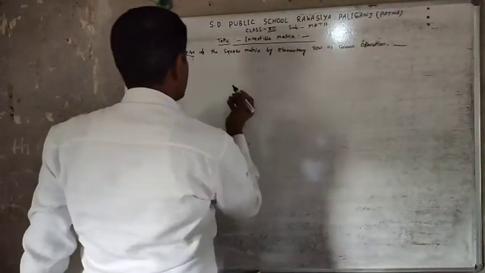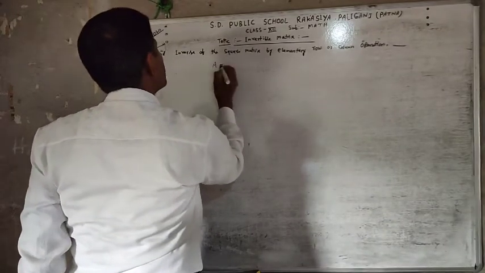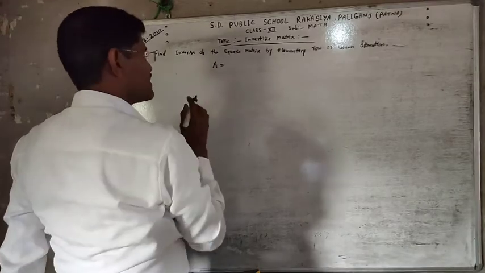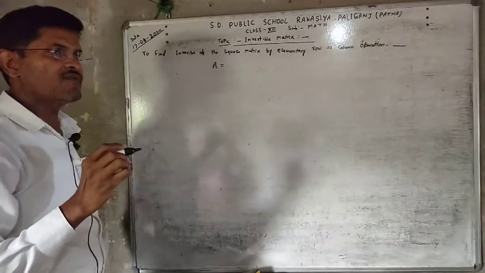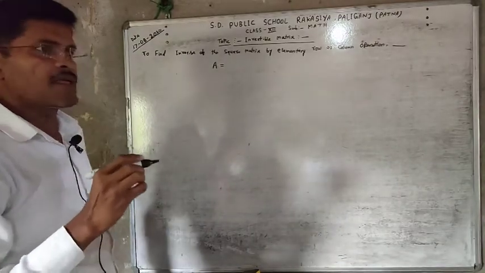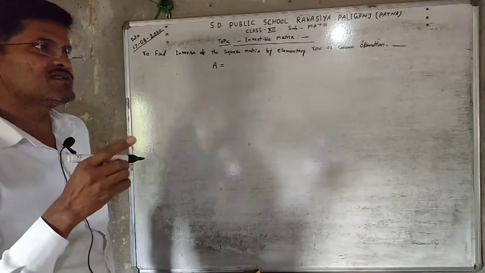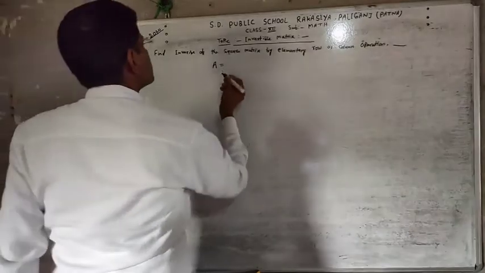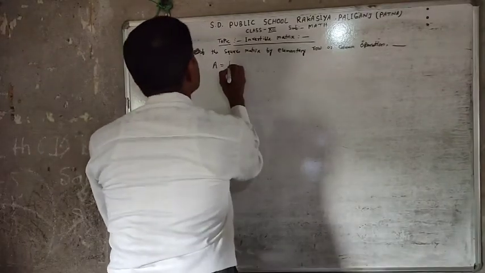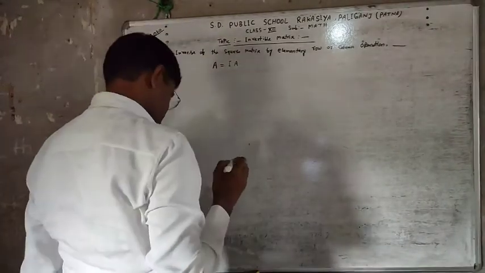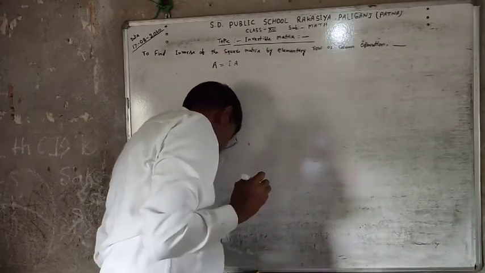first of all, we have to write the matrix A, and we know that the multiplication of any matrix by the identity matrix gives the matrix itself. Hence A will be equal to I into A.